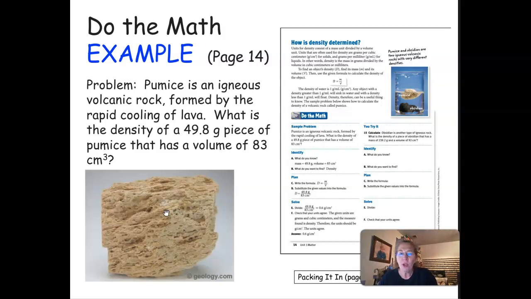And the one that they work through for you is: pumice is an igneous volcanic rock formed by the rapid cooling of lava. What is the density of a 49.8 gram piece of pumice that has a volume of 83 grams? So take a moment, work through the example, and then come back to the video.